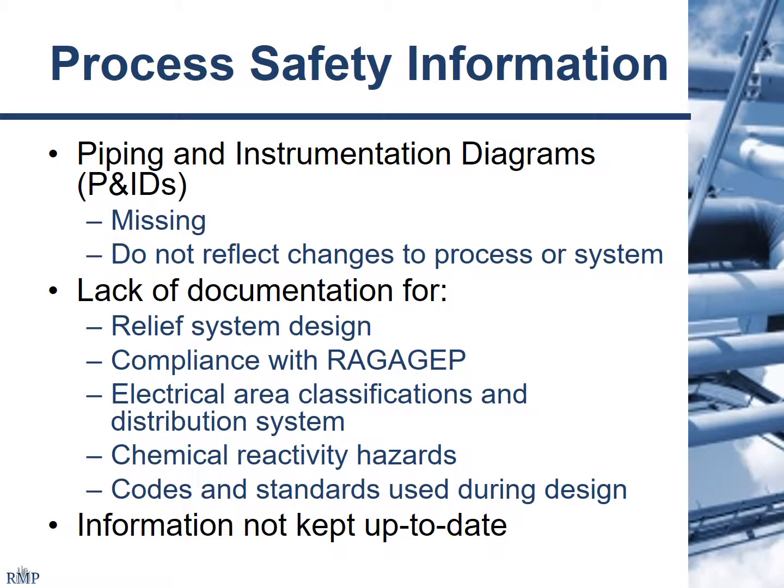Lack of documentation for system relief design, RAGAGEP issues, electrical area classifications, reactivity hazards, and codes and standards are all very common. It's important to have these. I think the majority of these are Program 3 only, but I always suggest that if you're a Program 2 facility and already have this information, just have it available in the PSI. It doesn't hurt. And always remember to keep all your information up to date.